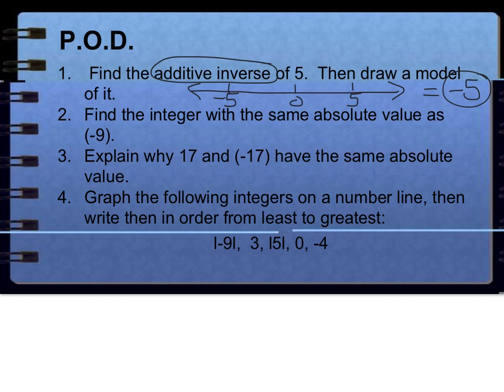Number 2, absolute value is the distance from 0. So negative 9 is 9 spaces from 0. So is positive 9. So negative 9 and positive 9 have the same absolute value. Number 3, 17 and negative 17 have the same absolute value because they are the same distance from 0.